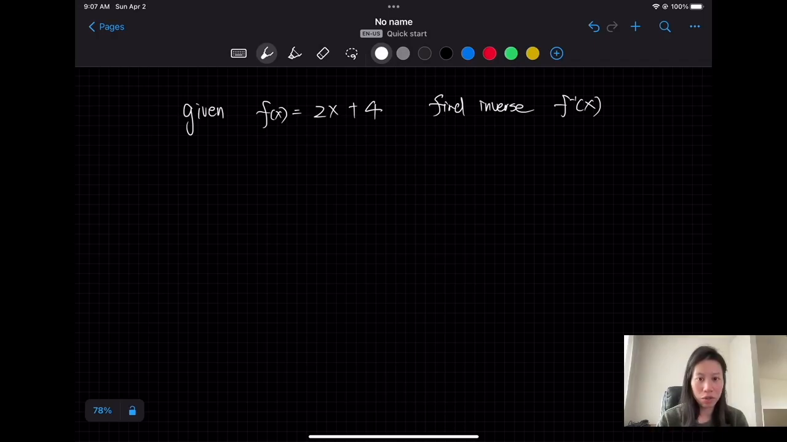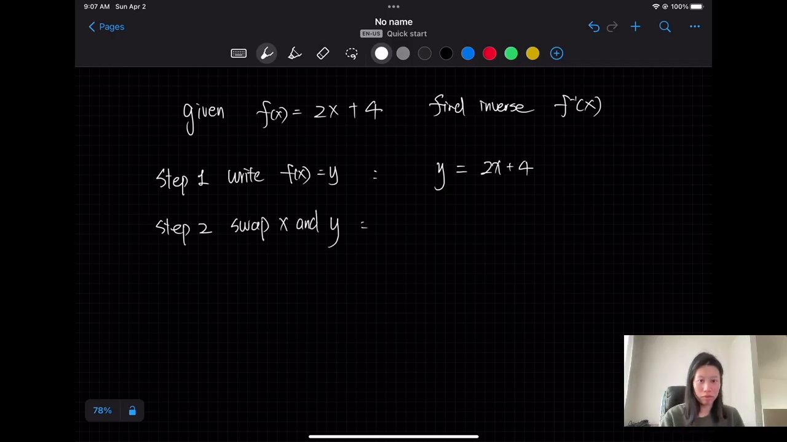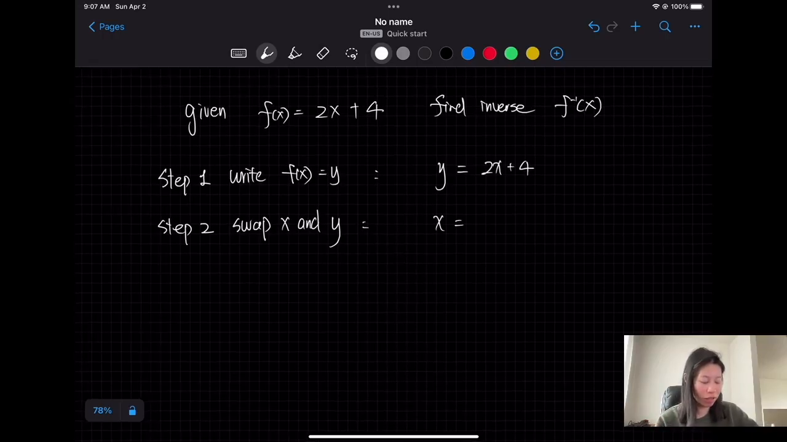Well, the first step is you write f(x) equals y. So I write y equals 2x plus 4. Second step, you swap x and y, okay? You swap the position because your input is going to become your output, and your output becomes your input. So when I swap it, I have x equals 2y plus 4.